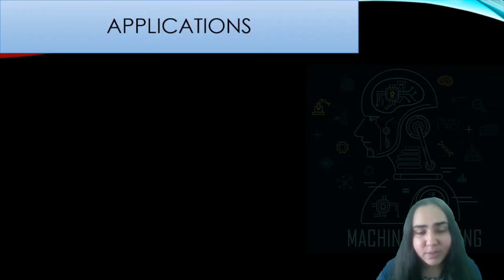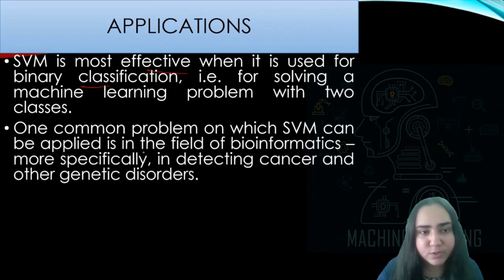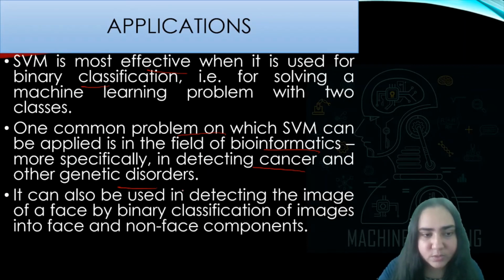Let's take a look at some applications. So it is most effective when you have binary classification, for example, for solving a machine learning problem with two classes. One common problem on which SVM can be applied is in the field of bioinformatics. More specifically, when you want to detect cancer or other genetic disorders, right? So in such cases, SVM works quite well.